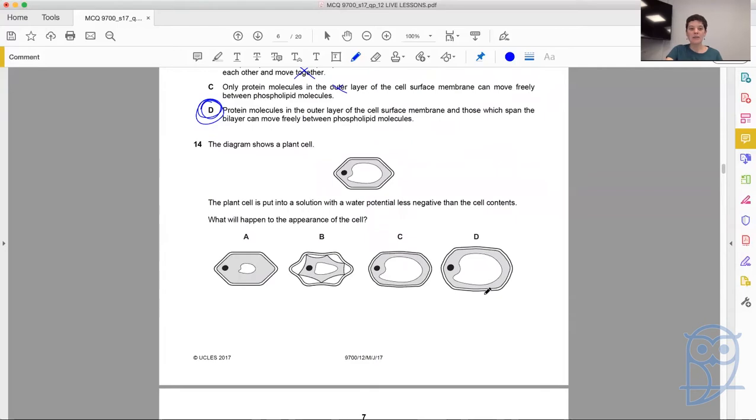The diagram shows a plant cell. So nucleus, vacuole, cytoplasm in gray, cell wall around the outside, double line. The plant cell is put into a solution with a water potential less negative than the cell contents. What will happen to the appearance of the cell?